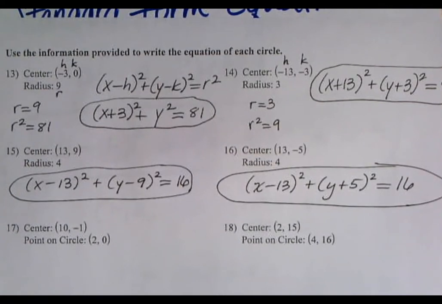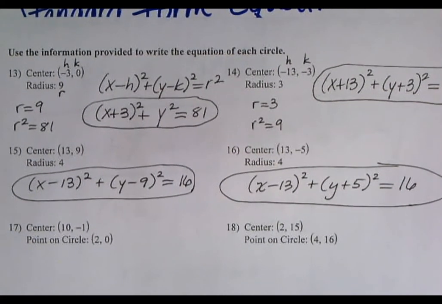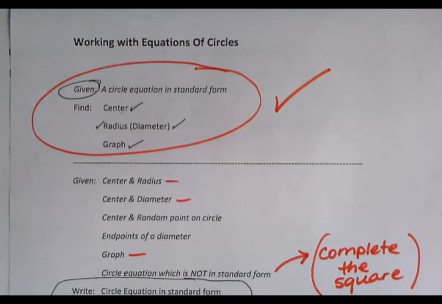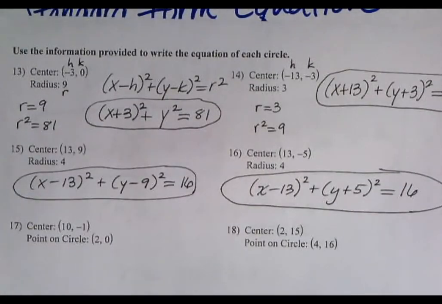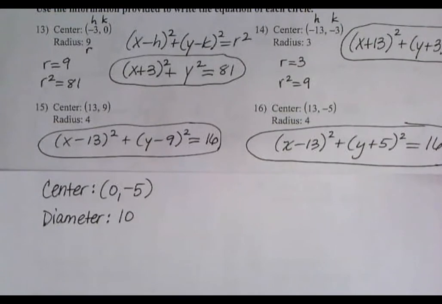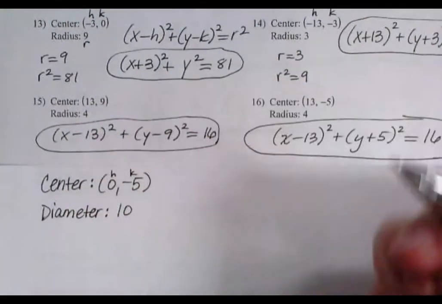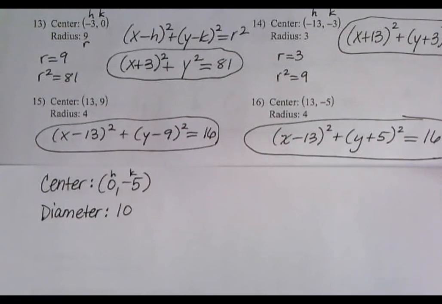Now, I don't actually have any examples on this paper of problems where we are given the center and the diameter, but I said we were going to mention that. So what if I'm given the center and diameter? How does that change things? Well, it's pretty simple. So let's do an example or two of that. Let's suppose that I'm given a center of 0, -5. So there's my h, there's my k. And the diameter is 10.